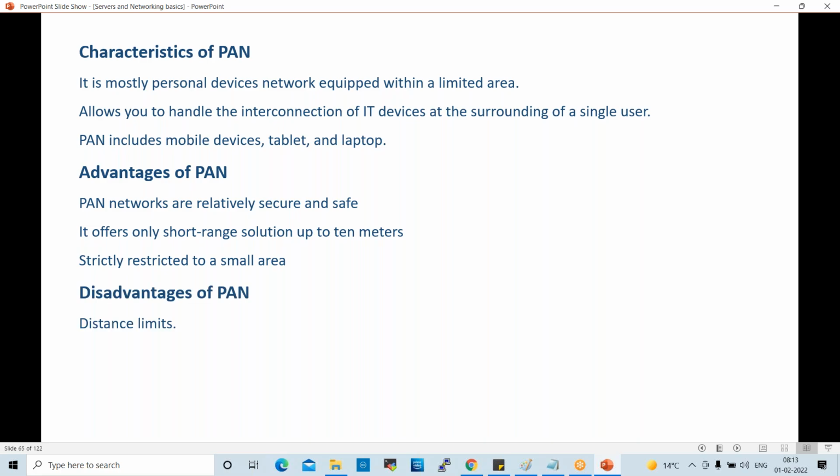Disadvantage of PAN. Here we have distance limits. The main disadvantage is the distance limit. More than 10 meters, it will not work, right?